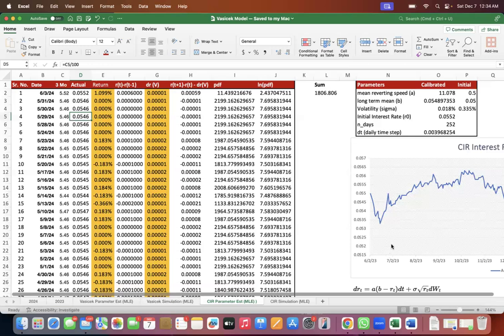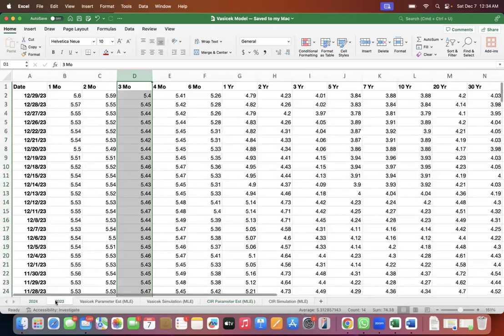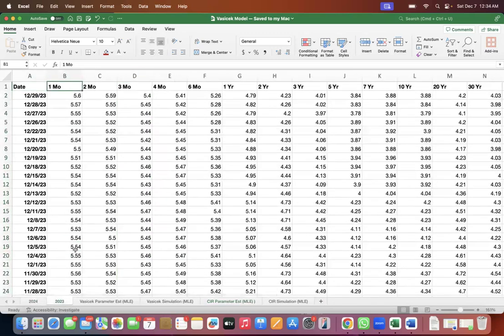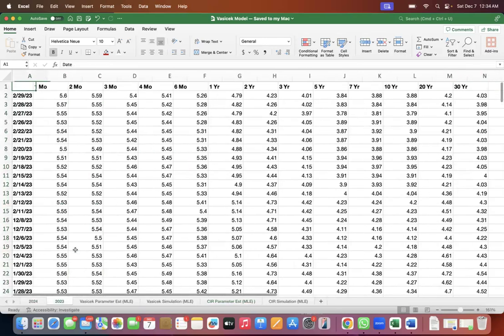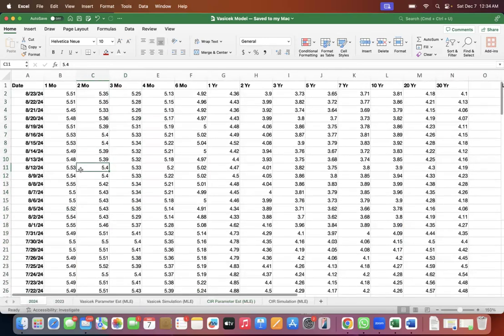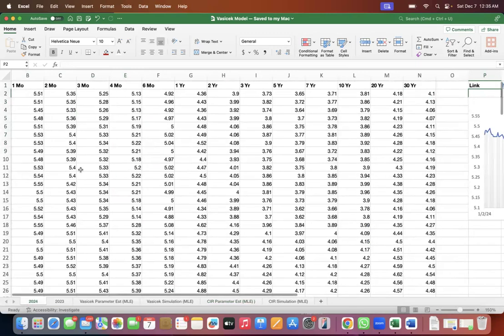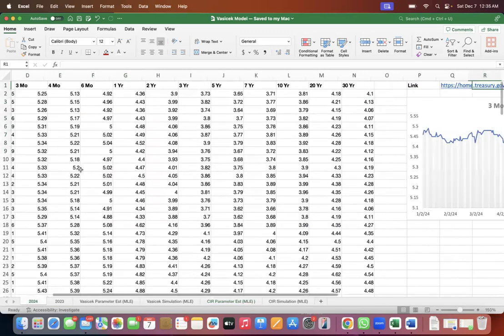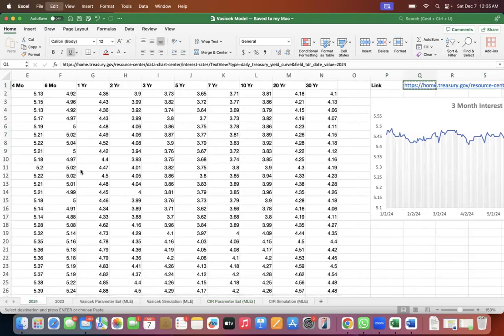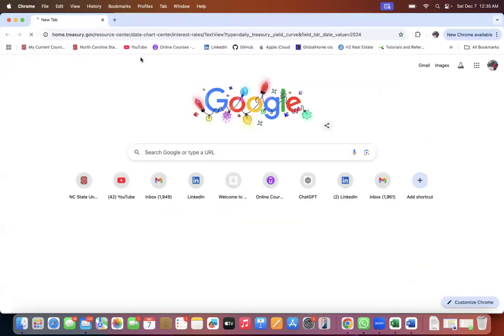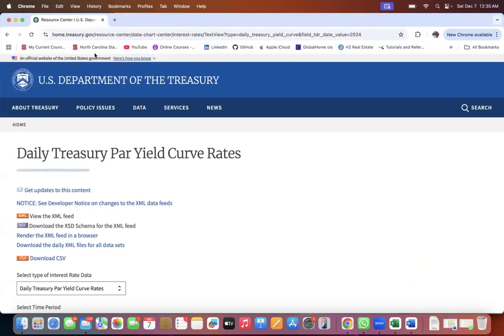Okay, so what is the first thing? The first thing is to download the data. I have shown you how to download the data in the Vasicek interest rate model video. But just in case, you can go to this link. Let me open this link. So what is this link? This link is the US Department of the Treasury daily Treasury par yield curve.